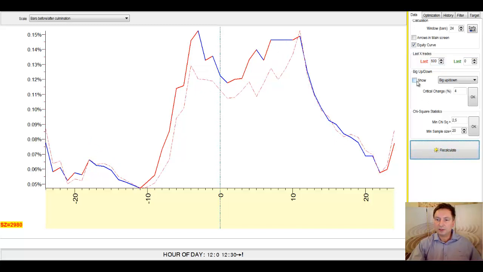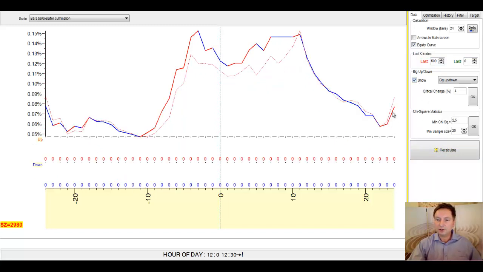Here is a very interesting feature that shows the biggest changes on these candles. The default setting is 4%. 4%, it is a lot for a currency. It is unlikely that within half an hour the rate will change that much. So let's change it to 0.5%.